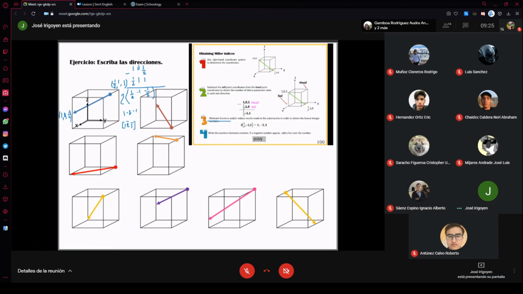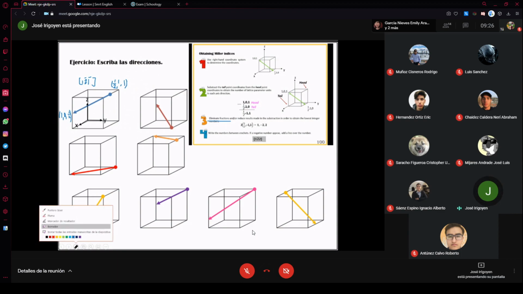Very well. Now, let's practice another one. Questions till this point? I think no. So let me erase this. And let's continue with another exercise. Okay, so we have this. The Miller index is here. Now, the next one, the red one in the right. What are the coordinates for the tail and the head?